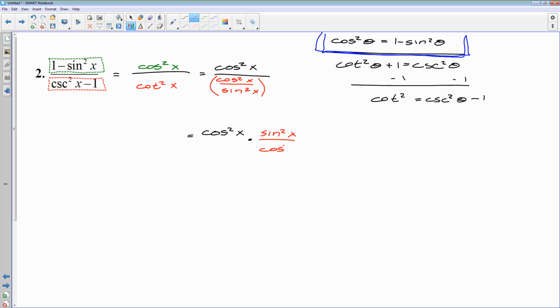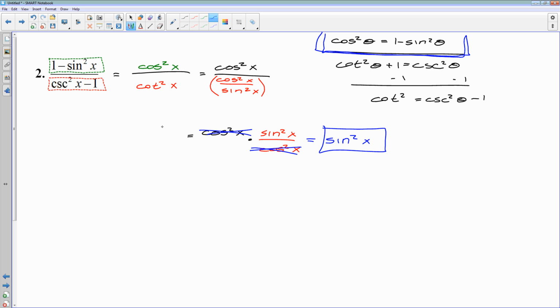Hey, and look what happens. Cosine squareds cancel. Ka-chow. That leaves me with simply sine squared x. It won't clean up any more. That's as far as we're going to go with number 2.